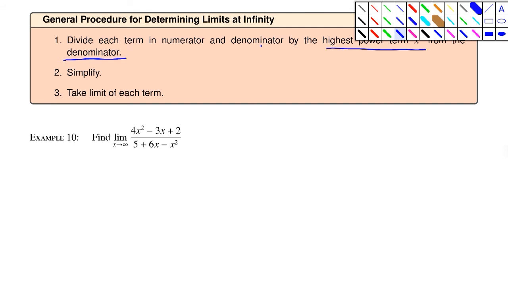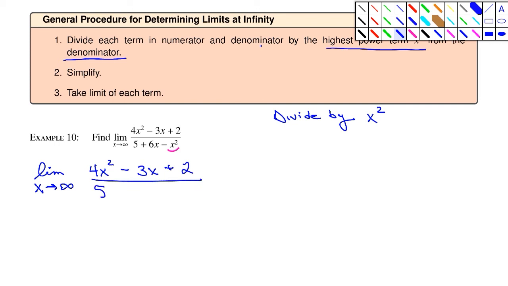Example number 10. Find the limit as x goes to infinity of 4x squared minus 3x plus 2 divided by 5 plus 6x minus x squared. So we are going to divide by, and let's look for the highest power term in the denominator. Well, it's going to be x squared. You can ignore the negative and any of the coefficients that go along with that highest power term. They're not relevant. So the limit as x goes to infinity of 4x squared minus 3x plus 2 divided by 5 plus 6x minus x squared.